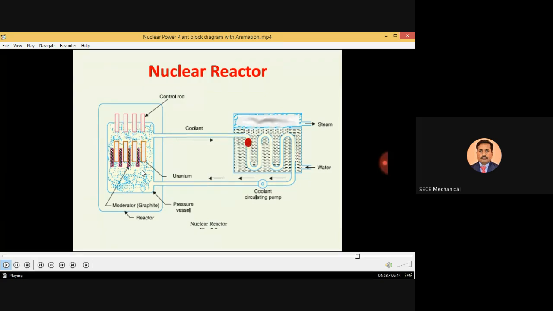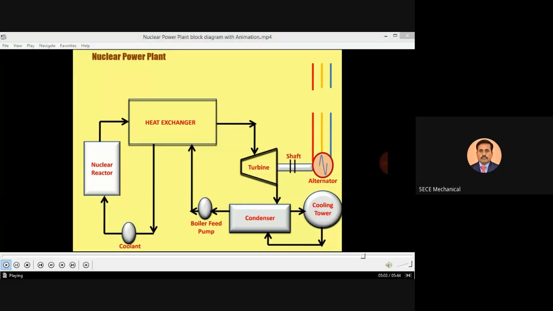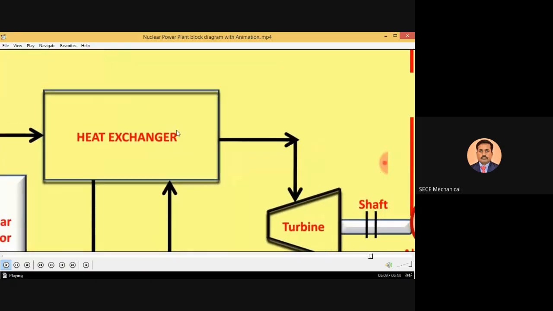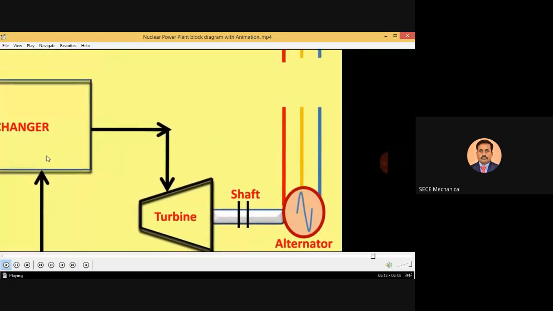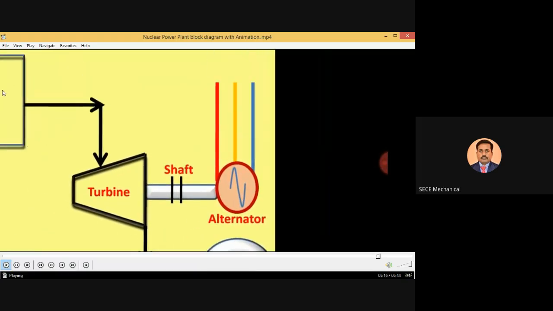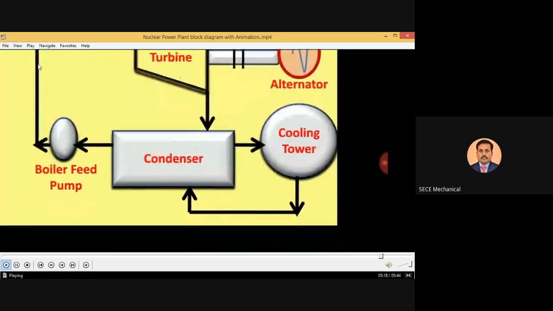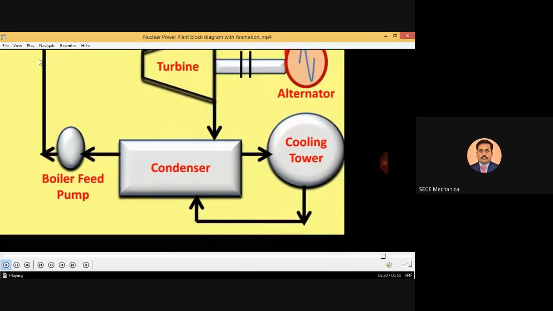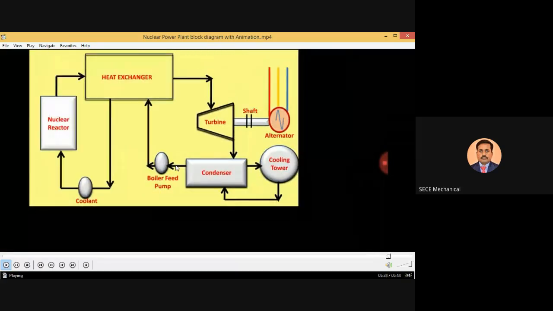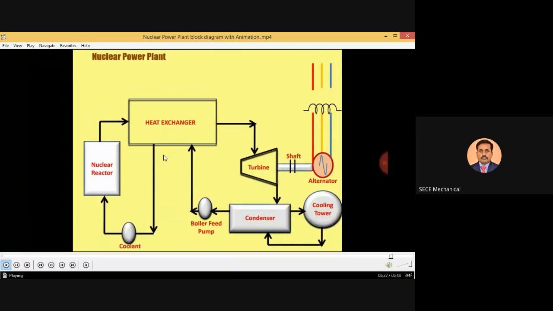If we introduce a moderator, it is used to slow down the chain reaction. And finally, cooled water is also circulated in the heat exchanger. With the help of the cool water, the water is converted into steam. That's why we use the boiler feed pump. And a coolant is also used.